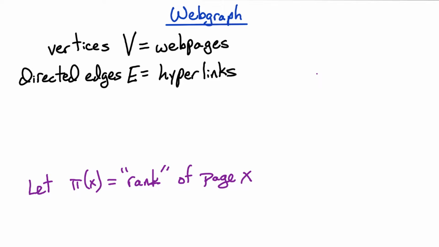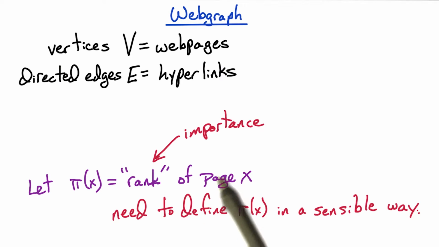Now, let's introduce some notation. For a web page X, let's define pi of X to be the rank of this page. Now, the rank is our measure of the importance of the web page. Now, rank or importance are subjective terms. We need to define pi of X, the rank, in a sensible way. Now, of course, sensible is also a subjective term, but in any case, we're going to define pi of X so that it has a very nice, natural, mathematical interpretation.